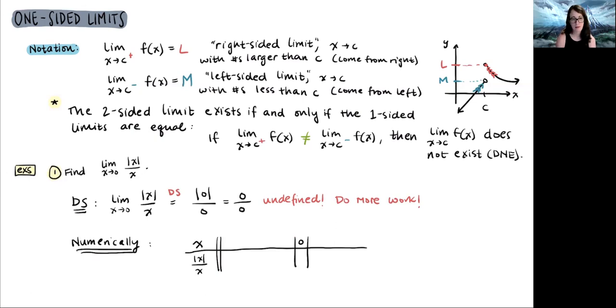And we need some numbers that are a little bit less than 0. So just a little bit negative. So I might start with negative 0.1. Then a little bit closer to 0 might be negative 0.01. And then a little bit even closer might be negative 0.001.